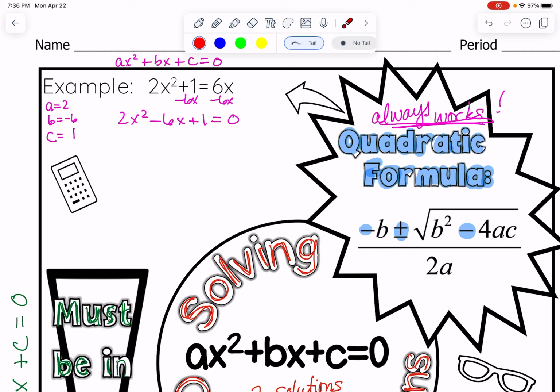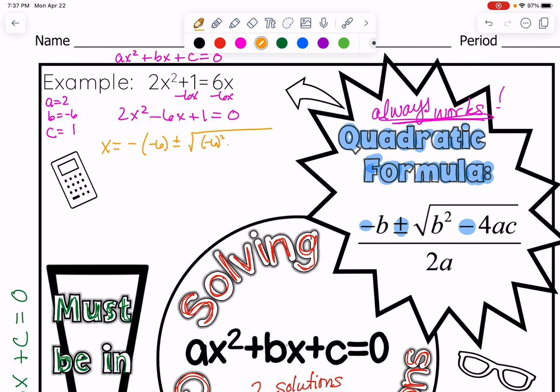So let's plug this in. So remember, the whole point of this is to solve for x. So x equals minus, what's b? Negative 6. Plus or minus, that's 2 different answers. So then we have b squared, so that's minus 6 squared. Please use the parentheses or you will make a mistake with your calculator. Minus 4 times 2 times 1. Here's b. Here's a and c. And so then we're going to put that all over 2 times 2.